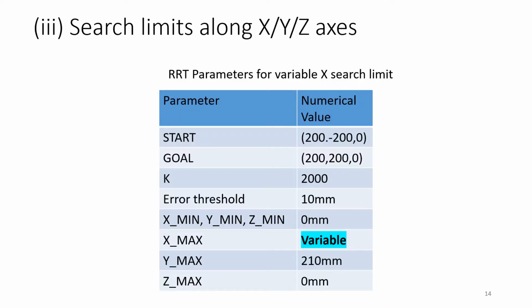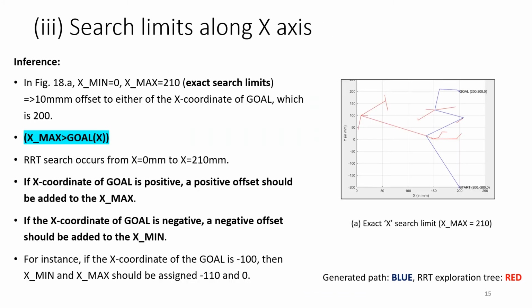In the third trial, the search limit along the x-axis alone is varied. For the test shown in figure A, Xmax is 210 mm, which is a 10 mm offset to the x-coordinate of the goal. RRT search occurs from x equals 0 mm to x equals 210 mm. This yields an exactly restricted path.